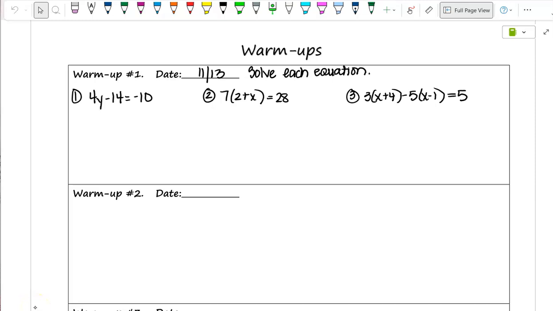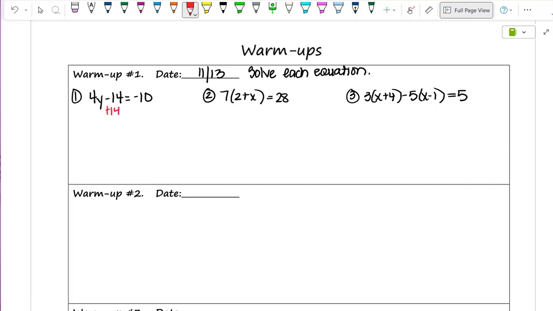All right, in today's warm-up, they want us to solve some equations. Again, I know we're working on inequalities, but there's such a similarity between inequalities and equations, so practicing solving equations is still going to help us in this inequalities unit. So we have 4y minus 14 equals negative 10.